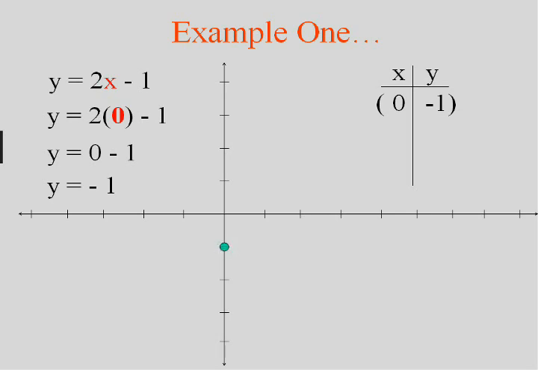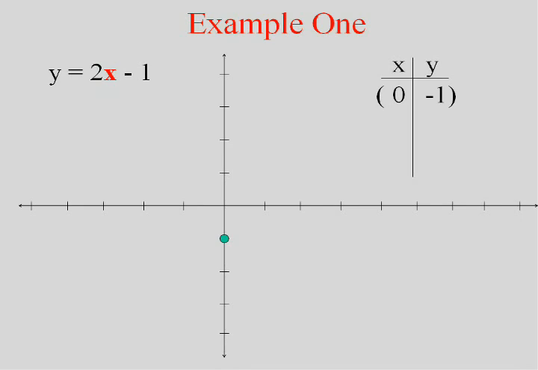Now I need at least 1 more. What's the next easiest number you can think of? Let's put in 1. Put in 1 for x. 2 times 1 is 2, minus 1 ends up, in this case, y comes out 1. So I have the pair 1, 1. So start at the origin, go over 1 and up 1, and you've got the point.